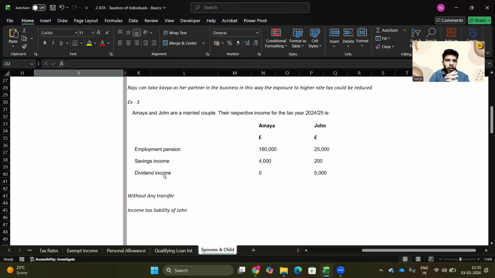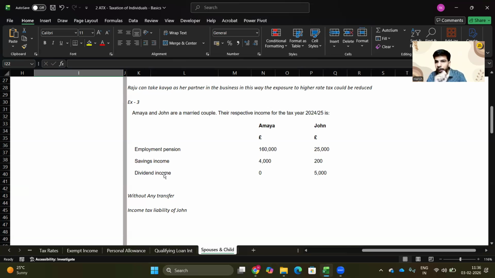Okay, now you need to be careful here, because if Amaya takes more than £500 as dividend income, that is the nil rate band of dividend income, then she would be paying higher tax, wouldn't she? Because she's already a higher rate, additional rate taxpayer. She is already an additional rate taxpayer. Apologies, I said higher rate earlier.